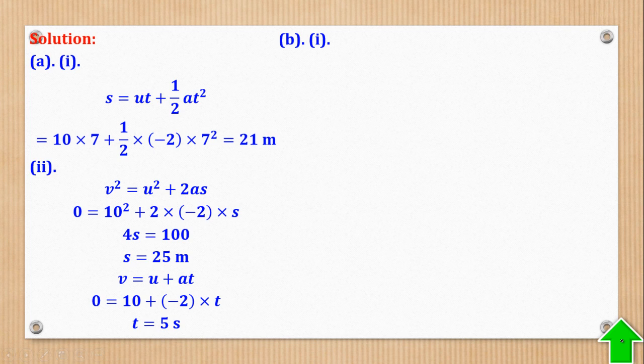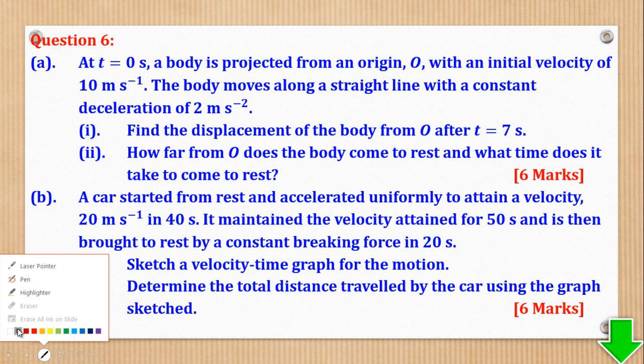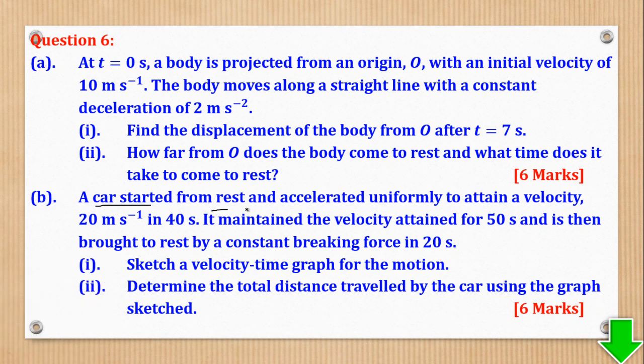That was part A. Then part B says a car started from rest, accelerated uniformly to attain a velocity of 20 meters per second in 40 seconds. It maintained the velocity attained for 50 seconds, and then was brought to rest by a constant braking force in 20 seconds. Sketch a velocity-time graph for the motion.